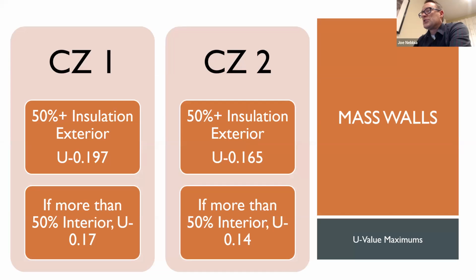A couple of notes. If you're using the U value table for climate zone 1 and 2 for mass walls, you cannot have a mass wall that's worse than the U value listed here. So basically this is saying that you can't have a mass wall that's much worse than the code if you're using UA. So 0.17 and 0.14, those are actually slightly better targets than you get if you're using, I'm sorry, that's if there's more than 50% of the interior.